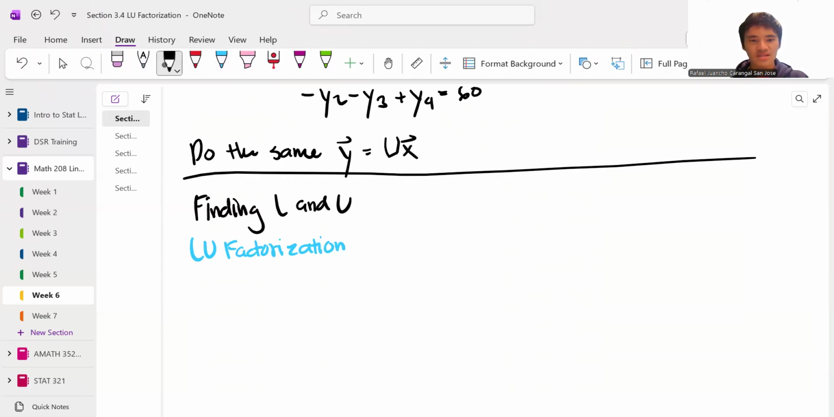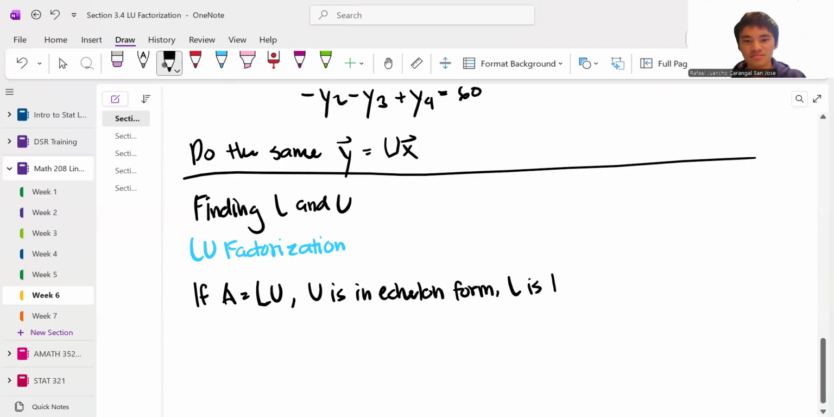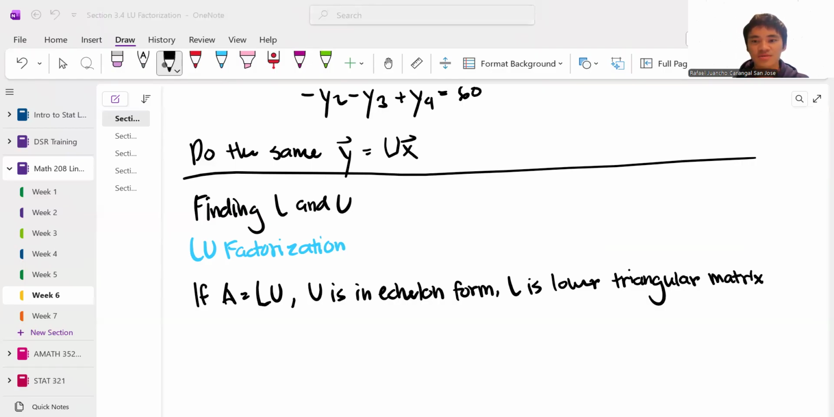So we say that if A is LU, U is an echelon form, L is lower triangular, or it's a lower triangular matrix. U is an upper triangular matrix. Oh, it says with ones on the diagonal, making L unit lower triangular. Then the product is called an LU factorization of A.